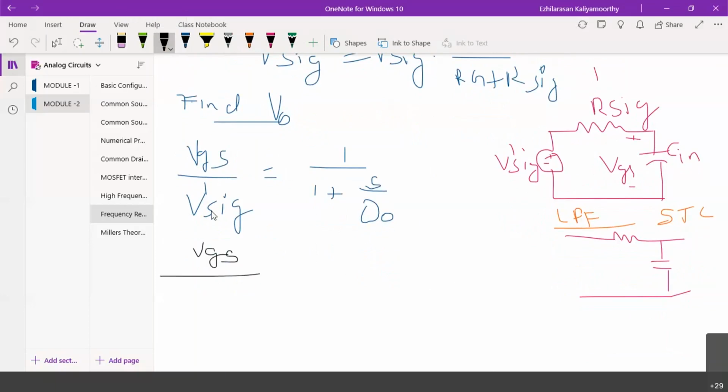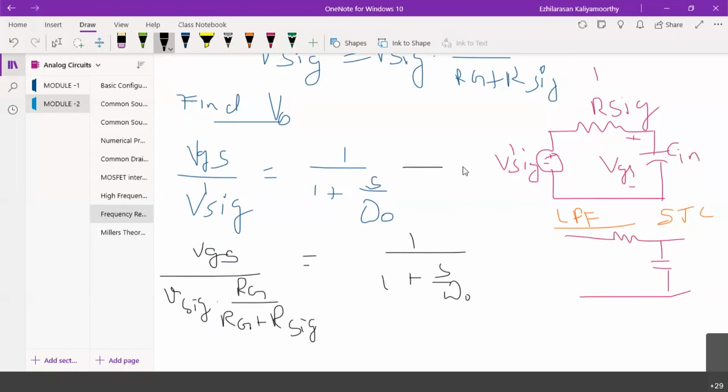VGS divided by V dash sig, which we already know is V sig into RG divided by RG plus R sig, is equal to 1 divided by 1 plus S by omega naught. So now see, this will be the expression as 14. This will be 15.